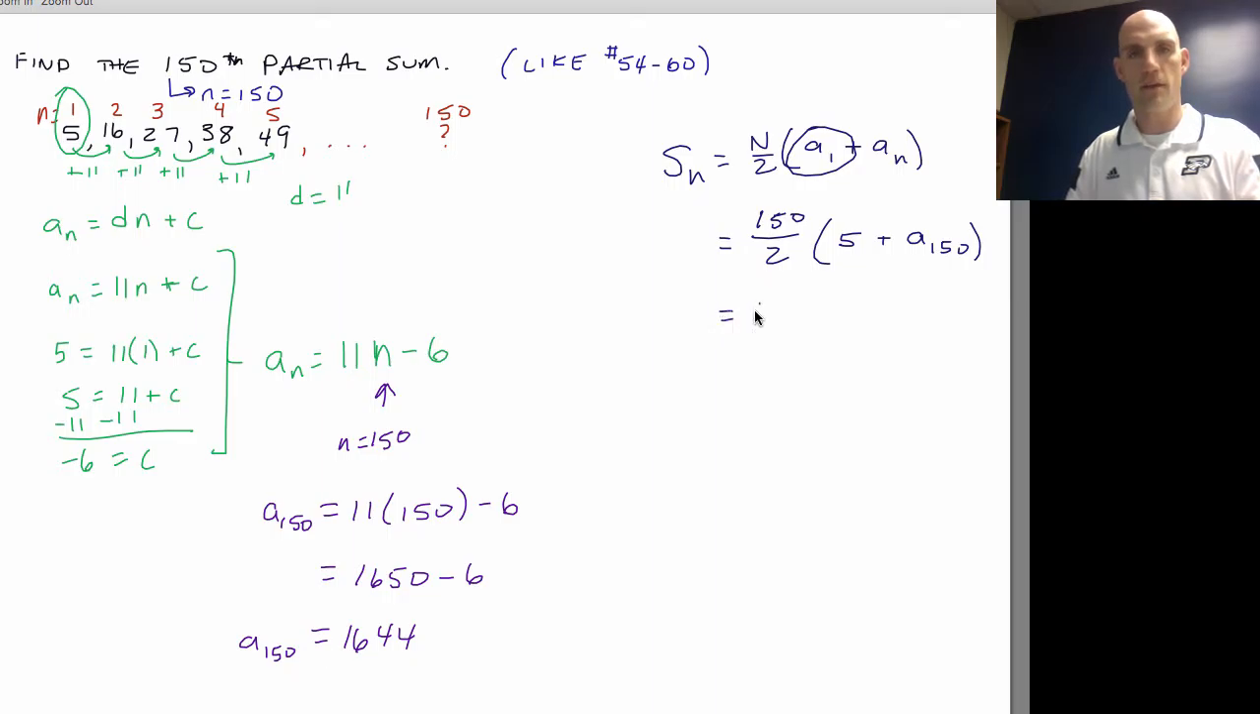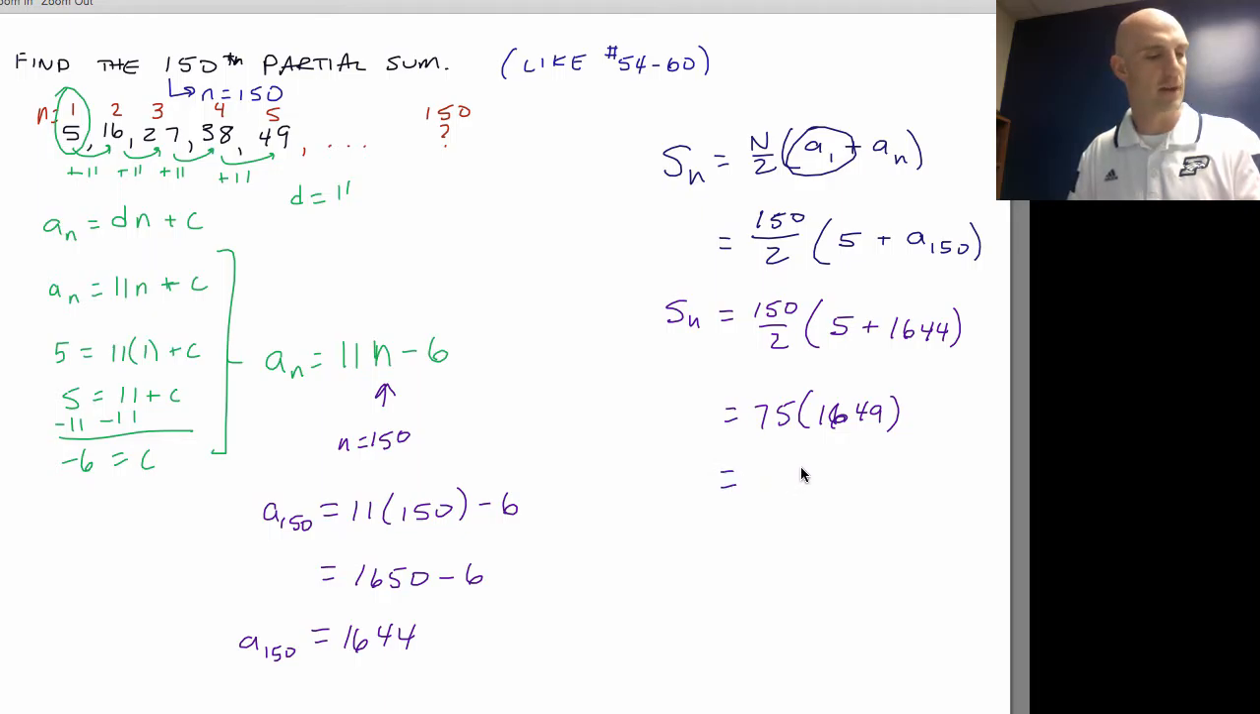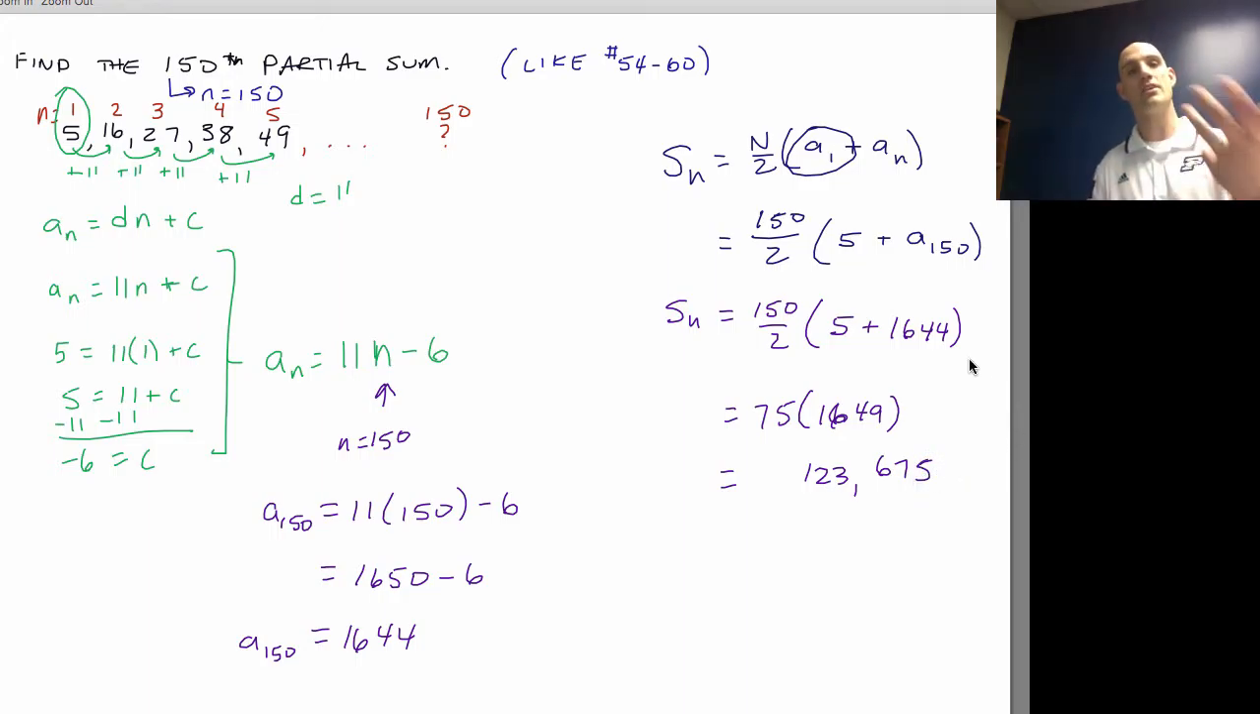So if I plug that into my formula over here, I've got 150 over 2 times 5 plus 1644 is my sum. And so that's 75 times 1649, which gives me 123,675. Okay, that's how you do it. So that's going to be like numbers 54 through 60 on your homework.